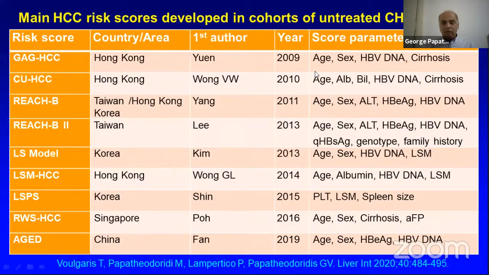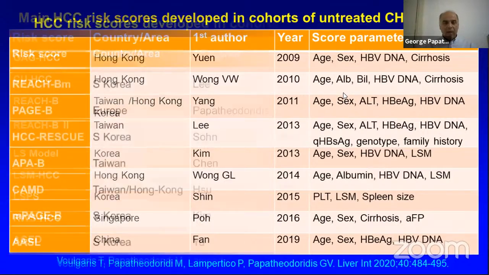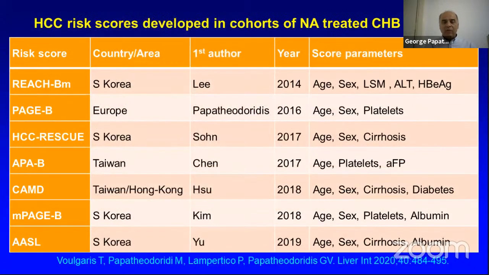You see the score parameters, they differ slightly, but many of them include factors that are associated with viral activity like HBV DNA levels, ALT levels, the antigen, and of course, many basic epidemiological parameters like age, sex, and others. And then we have scores that have been developed from cohorts of patients treated with oral antivirals.